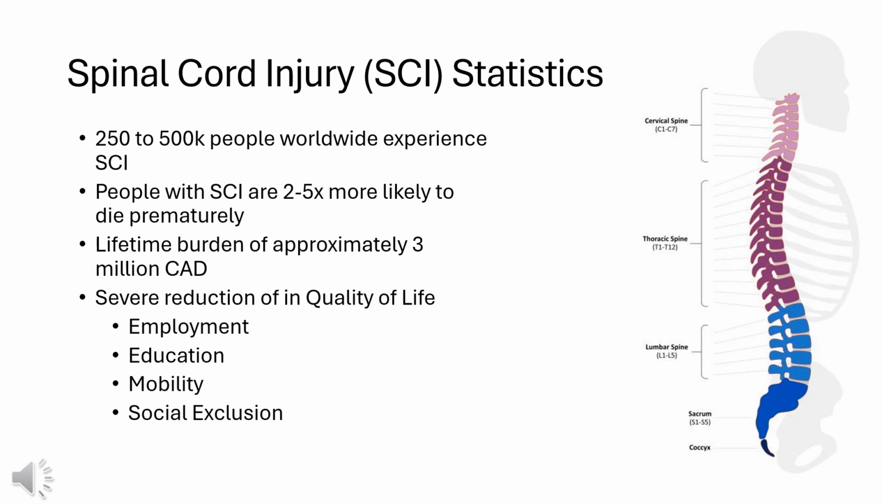The consequences of spinal cord injury are even more severe. People with spinal cord injury are 2 to 5 times more likely to die prematurely, and they will suffer more while they live as well. They face a monetary burden of about 3 million Canadian in lifetime spending for hospitalizations, rehabilitation, physical therapy, lost wages, and more. On top of this cost, people with spinal cord injury face severe reductions in quality of life in the form of lost employment, interference with education, mobility issues, and social exclusion through stigma.